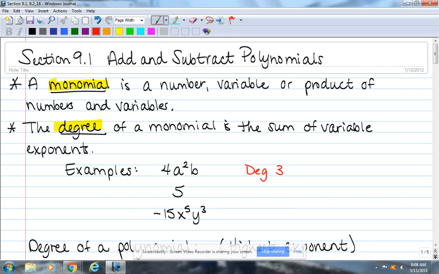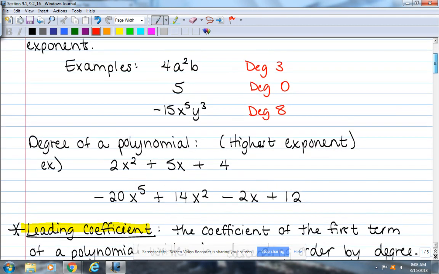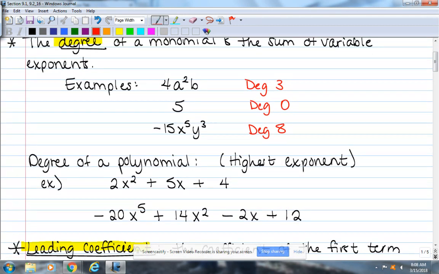Now look at the next one. 5 is a monomial because it can be a number. Does it have any variables though? No, there are no variables, so it's a degree 0. So if it has no variables, it's a degree 0. And then we have negative 15 x to the fifth, y to the third. What do you think the degree of that monomial is? 8. You add the 5 and the 3 and you get 8, that's a degree 8 monomial. So that's how you get degrees of monomials.